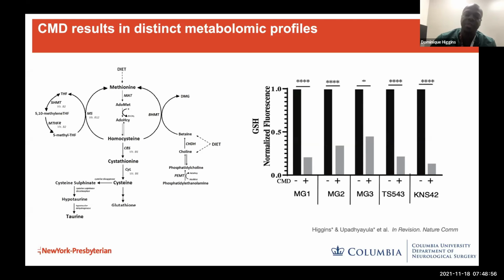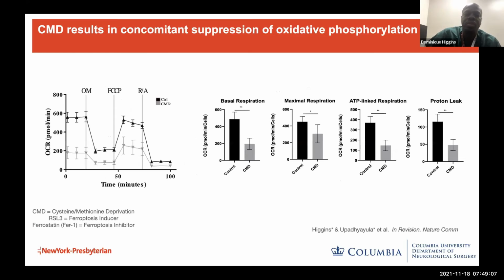And we see that there's significant downregulation of glutathione in the reduced form in the cysteine methionine deprived cells across about 5 tumor lines. And interestingly, we did what's called a Seahorse analysis, where you look at the electron transport chain components in the cell in real time as you add the different components to look at what's happening with oxidative phosphorylation. And we also see a dampening of that pathway as well, which suggests maybe a global suppression of the energetic state of the cell as well.